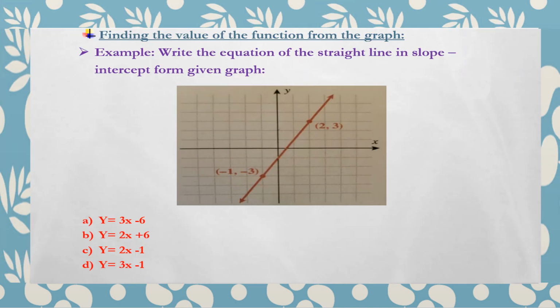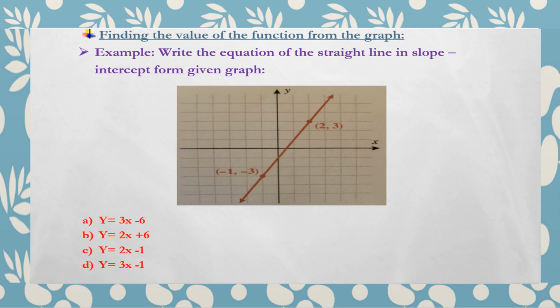Finding the equation of the function from the graph, and this is the third method to find the equation of the straight line, as we already know how to find the equation of the straight line using 2 points and using a slope and 1 point. The third way is to find the equation of the straight line using the graph.